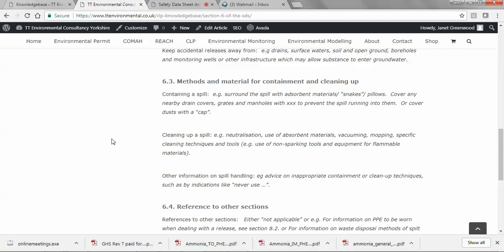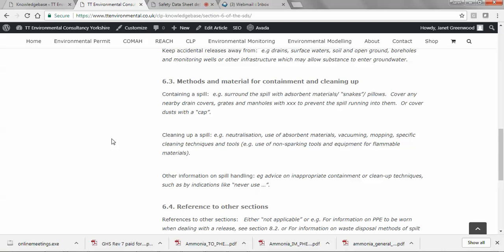To clean a spill, you may want to consider neutralization if it's acid or alkali, or to use more absorbent materials, or wet vacuuming or dry vacuuming or mopping. And you may need some P statements here. For example, if it's flammable, do you need to use non-sparking tools? There's a P statement for that. You can drop that in there.